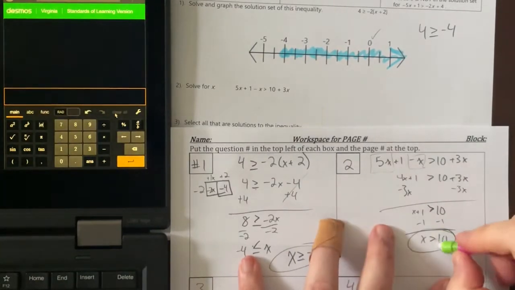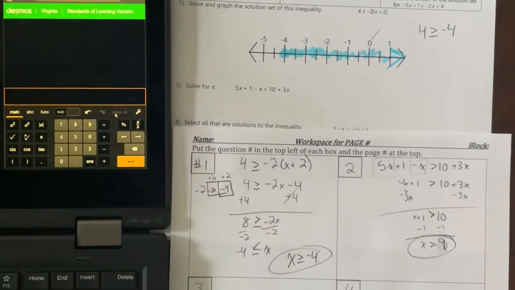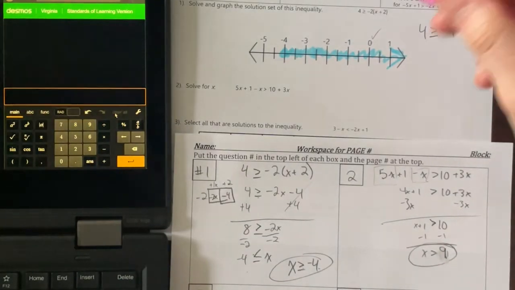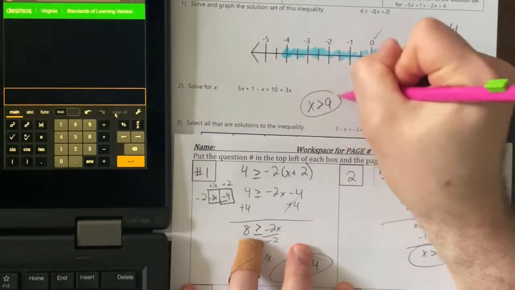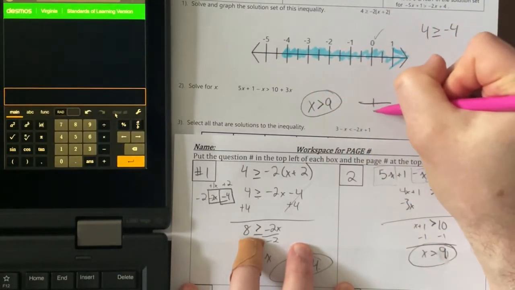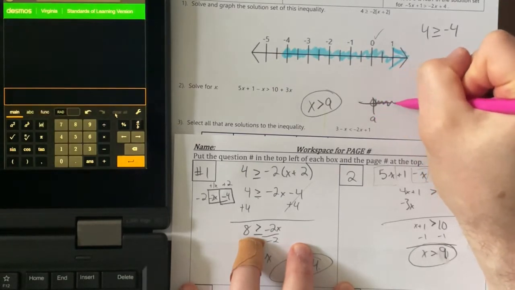Excuse me, yeah, greater than 10. How about greater than 9? Greater than 9, there we go. So now I can say x is going to be greater than 9, and if I wanted to graph it out, I'd have an open circle on 9, and I'd be shading to the right.